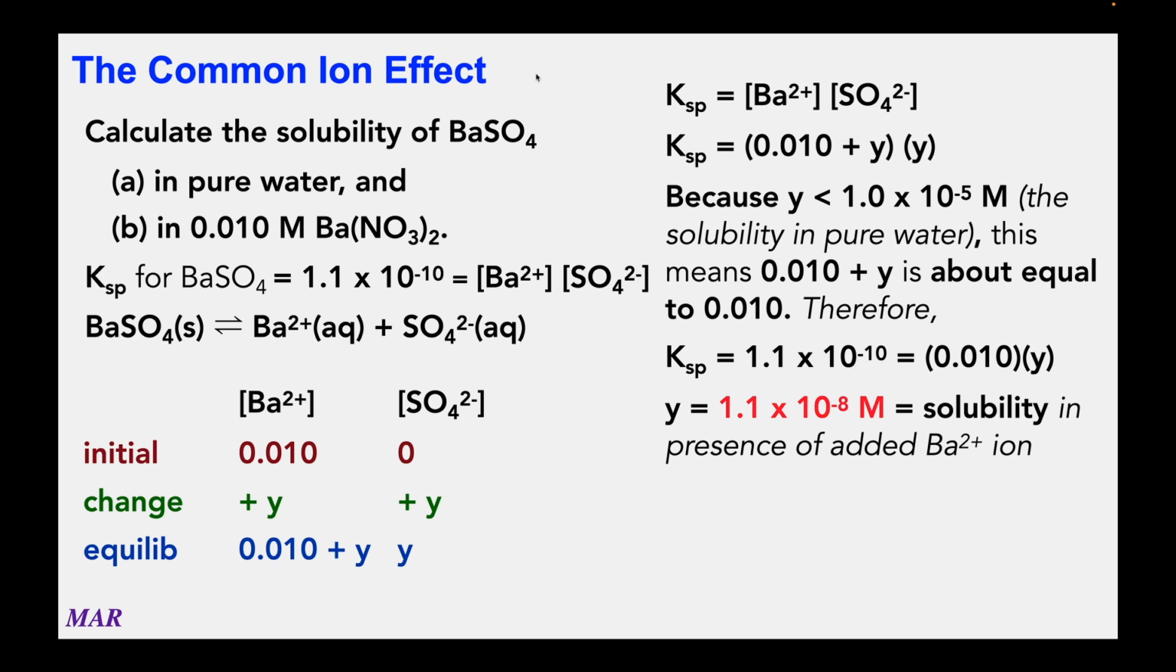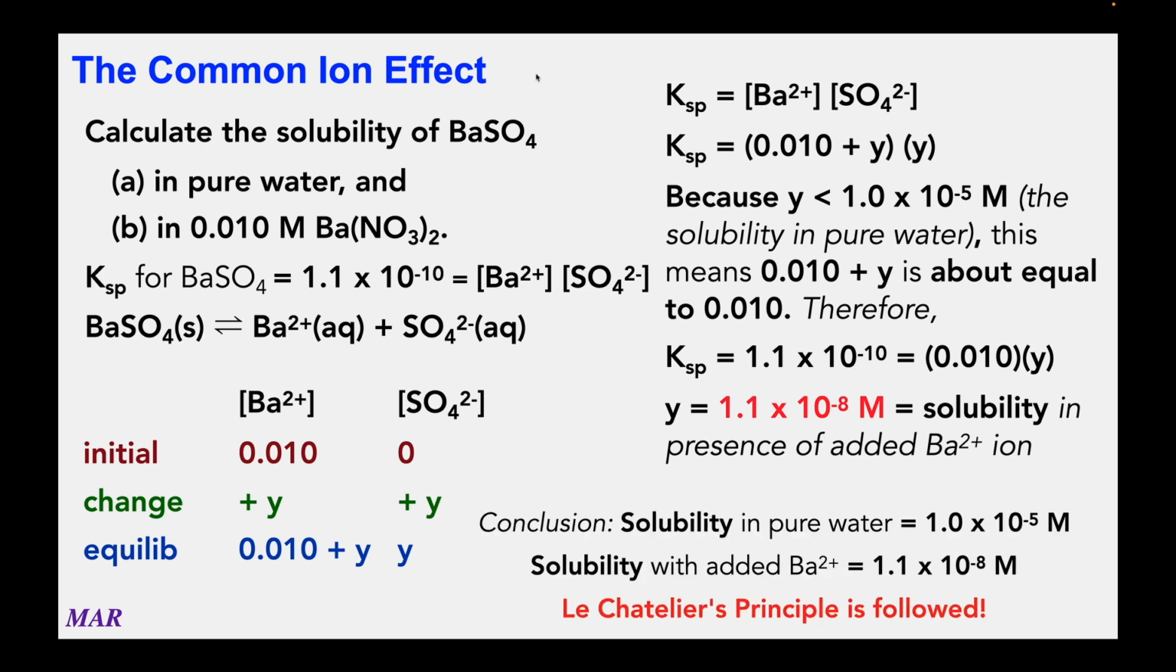Now again, it was 1.0 times 10 to the minus 5. Now it's 1.1 times 10 to the minus 8. So solubility has certainly decreased. It went from 10 to the minus 5 to 10 to the minus 8 in the presence of the barium ion. So this is another example of how Le Chatelier's principle can still help us out. It's a real powerful tool. It's helping us figure out the direction of the solubility, helps us make sense of our answers and stuff. Le Chatelier's is pretty awesome.